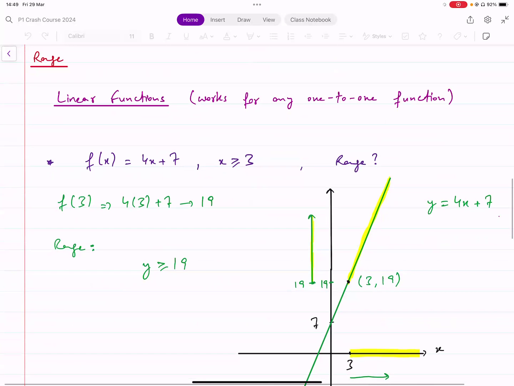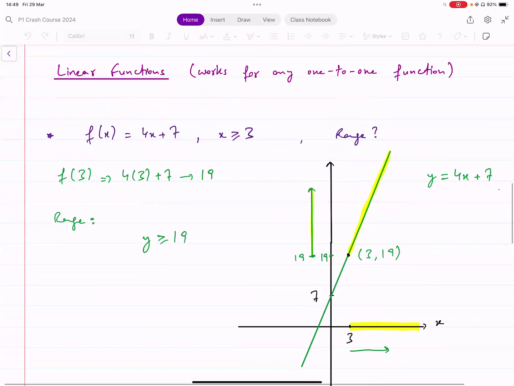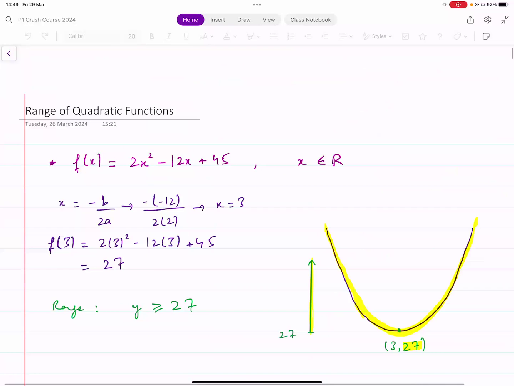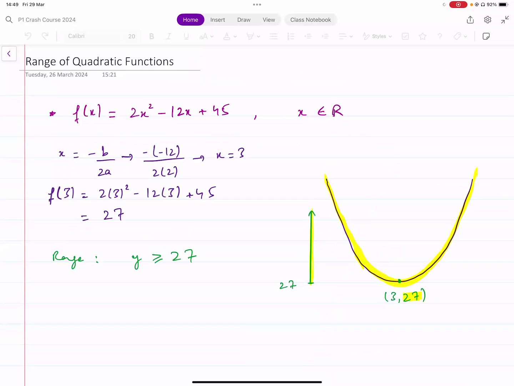Then we talked about range of linear functions. And for any other one-to-one function, all you have to do is just look at the endpoints and you can find the range. For linear functions, you can actually sketch the graph and try to understand from the graph what the range looks like. We talked about range of quadratic functions. That's the most important one because it's the one that's tested most frequently.